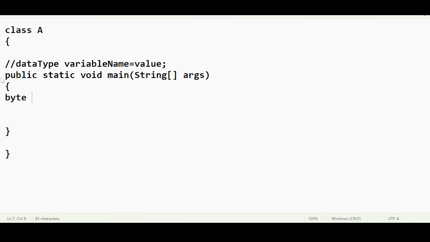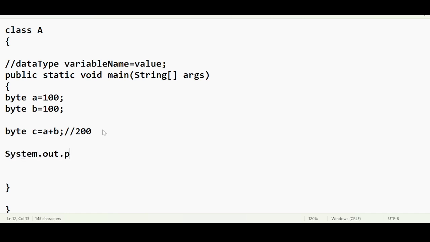Just remember this for the byte data type. Byte A equal to 100. Byte B equal to 100. If I do byte C equal to A plus B, people will answer that we are getting the error because there is an overflow, because A is 100 and B is 100. Combining these two you are going to get 200. There is an overflow, that's why we are getting the error.